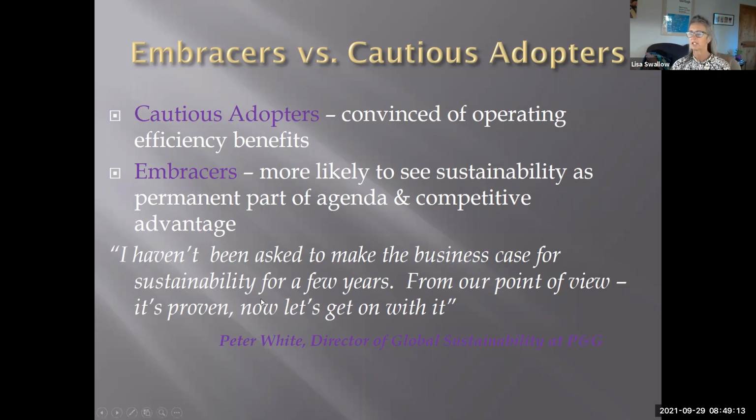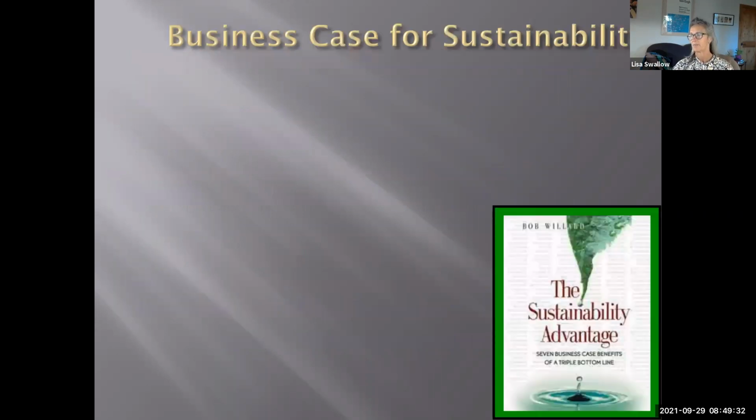Big publicly traded companies, this is the Director of Global Sustainability at P&G, Procter & Gamble: "I haven't been asked to make the business case for sustainability for years. From our point of view, it's proven. Now let's just get on with it." So, when you walk into a business and you see that, it's like, phew, this is great, but that definitely does not describe everybody.